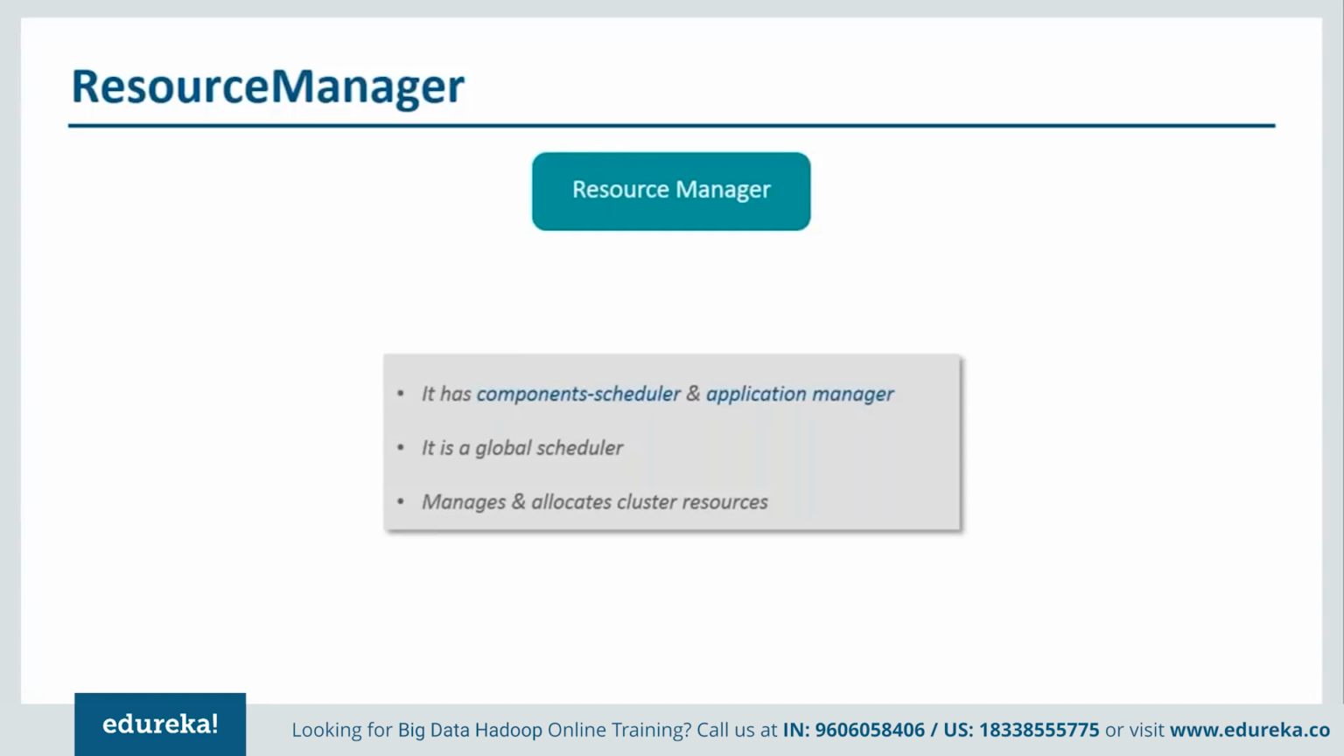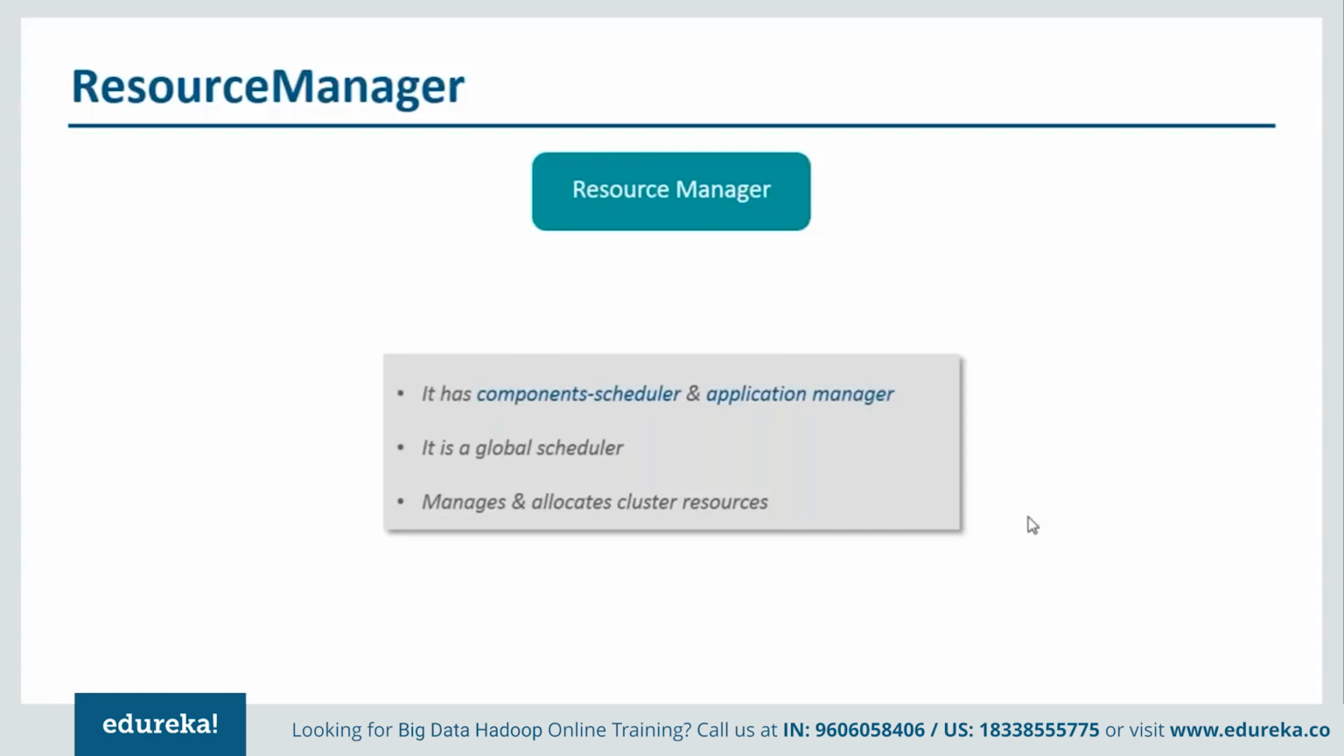As mentioned earlier, the YARN Resource Manager is primarily a pure scheduler. It is strictly limited to arbitrating requests for available resources in the system made by competing applications. It optimizes the cluster utilization, like keeping all resources in use all the time, against various constraints such as capacity guarantees, fairness, and SLAs. To allow for different policy constraints, the resource manager has a pluggable scheduler that enables different algorithms, such as those focusing on capacity and fair scheduling, to be used as necessary.